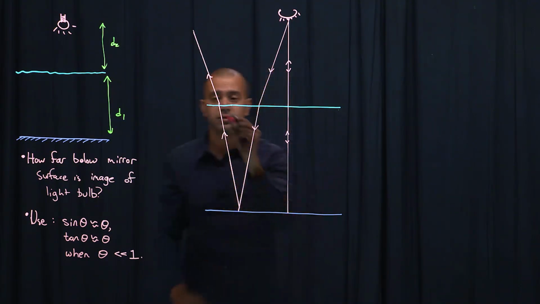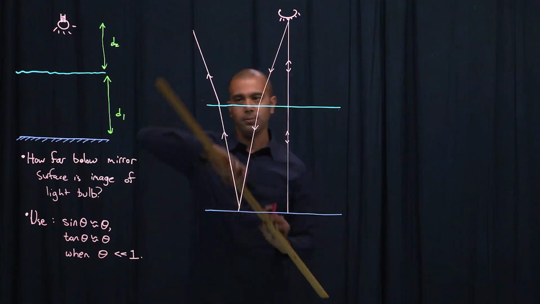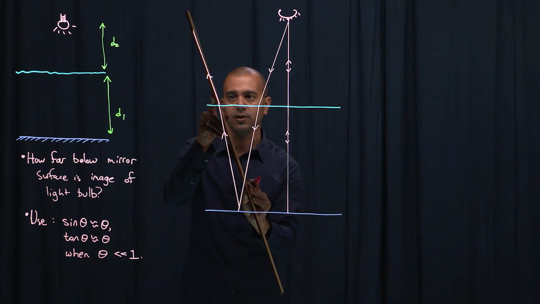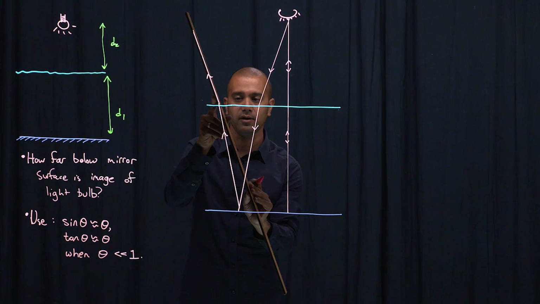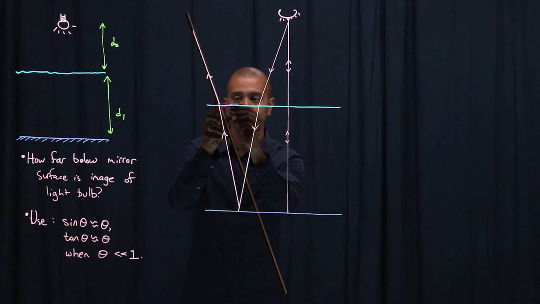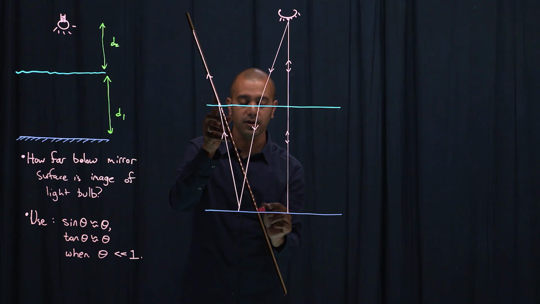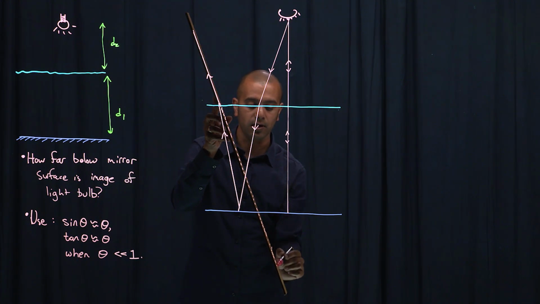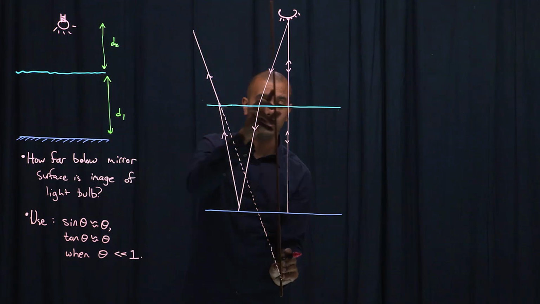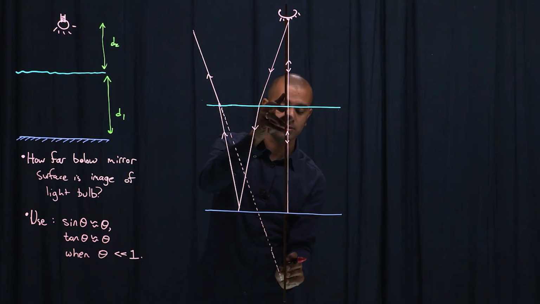So what we need to do is trace those rays back. And that'll help us use some geometry to figure out where these appear to have originated from. And that's the location of the image. This is the same thing we did in the thin lens video when we had to draw the virtual image from the convergent lens. We traced them back to see where their common origin was.